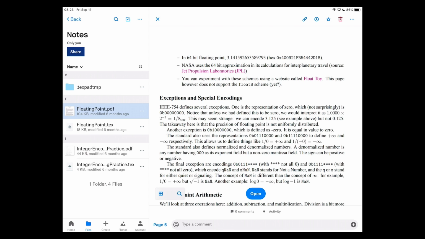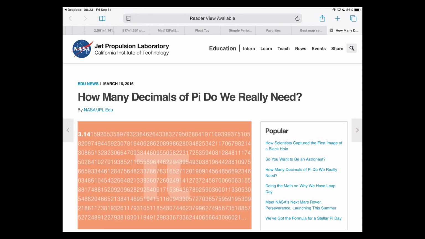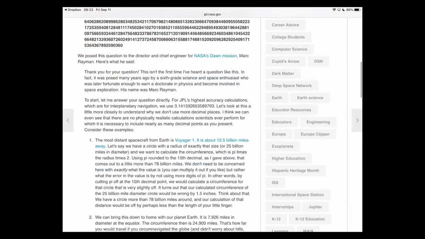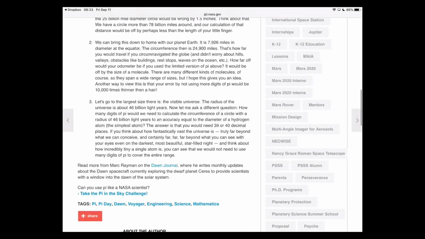And actually, let me show you guys this because it's kind of interesting. Here's my source for that NASA uses 64-bit floating point. Right. So here's JPL. How many decimals of pi do we really need? And somewhere in here, it says that basically, let's see, where is it?